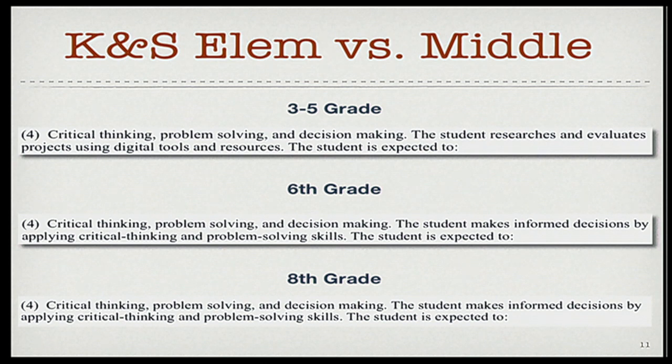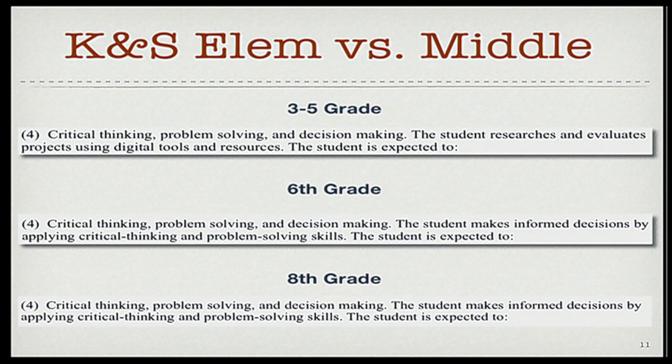What I did here is I pulled out an example, the 3rd and 5th grade one, for all the critical thinking. So you can see here that in 3rd and 5th grade, the critical thinking, problem solving, decision making, that's the strand. The student researches and evaluates projects using digital tools and resources. That's the knowledge and skills statement. Then the student is expected to. The 3 and 5 and the K through 2, those knowledge and skill statements are exactly the same. They're always going to be the same.